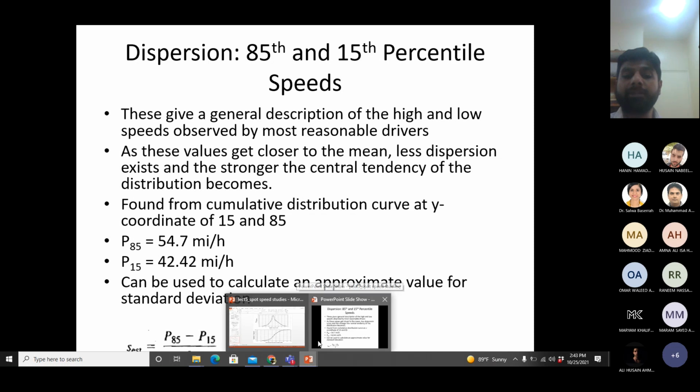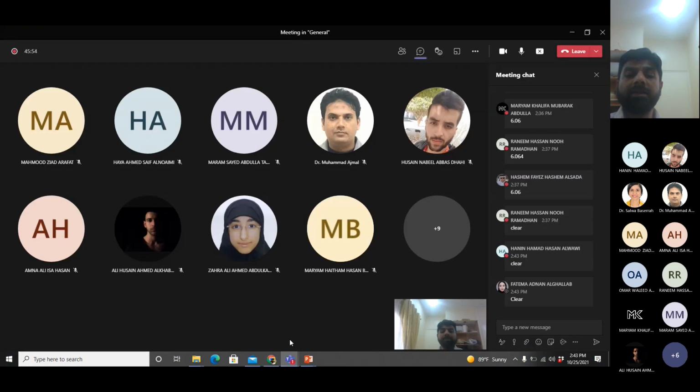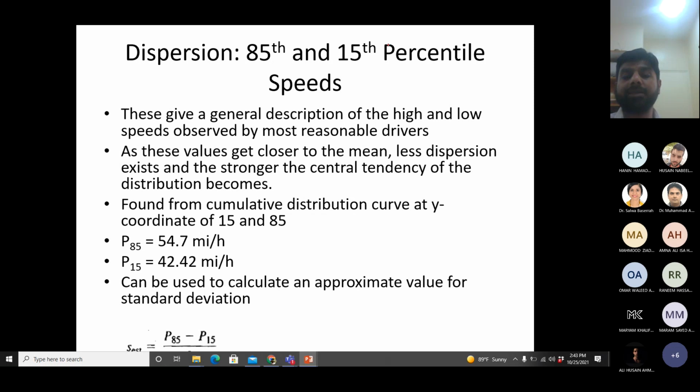Another important measure of dispersion is the 15th and 85th percentile. I explained the term percentile yesterday as well. Percentile is the upper limit for a particular proportion of the data. For example, if I tell you the 85th percentile speed is 55 miles per hour, it means 85% of drivers were driving at 55 miles per hour or less.